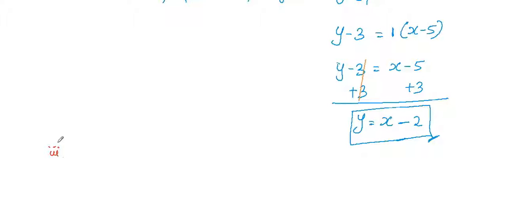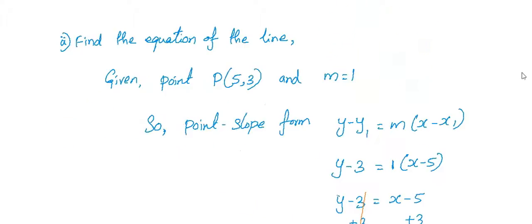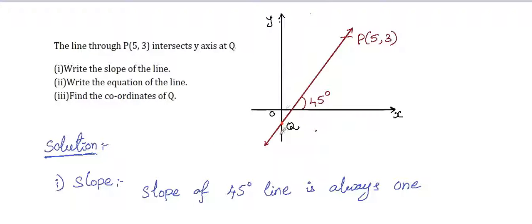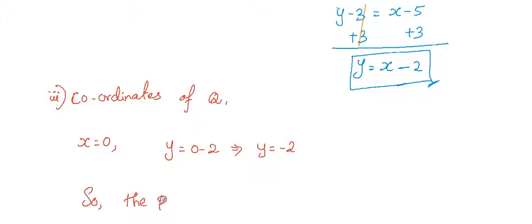So finally, find the coordinates of Q. Q line intersects the y-axis, which means the x coordinate will be 0. So x is equal to 0, and substitute x equals 0 into the equation which we got now. So y is equal to 0 minus 2, which is y is equal to minus 2. So the point Q becomes x comma y, which is 0 comma minus 2.